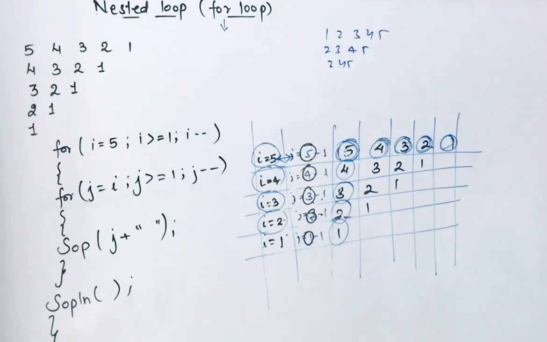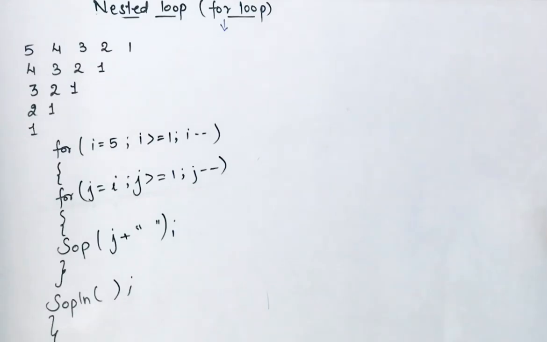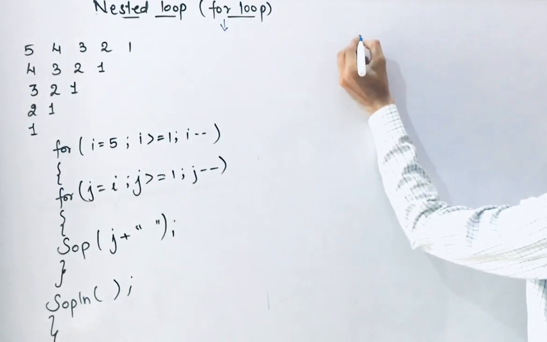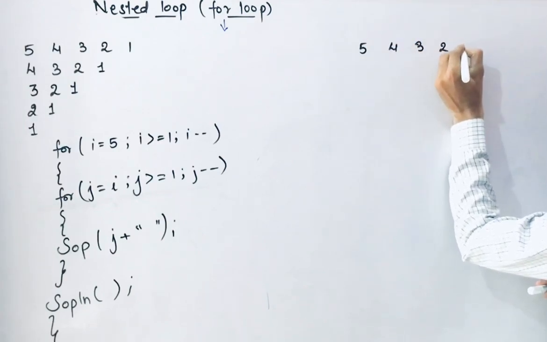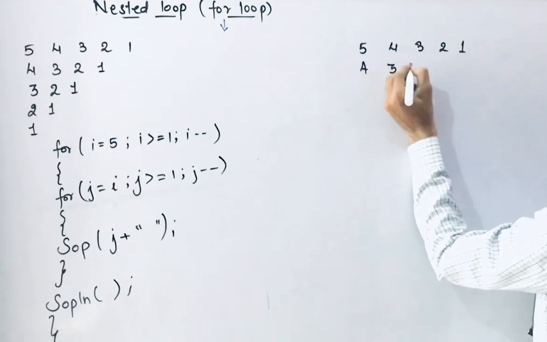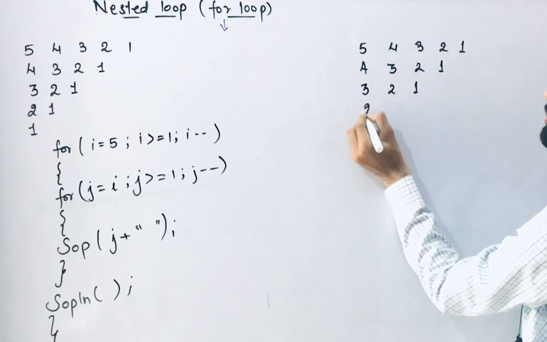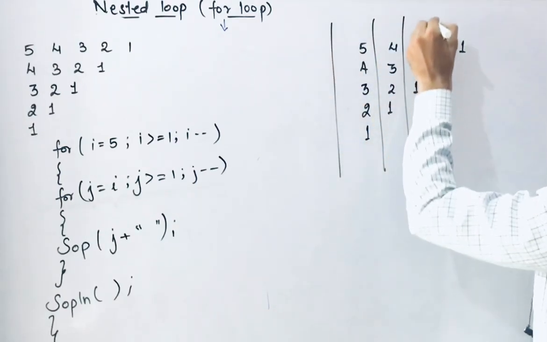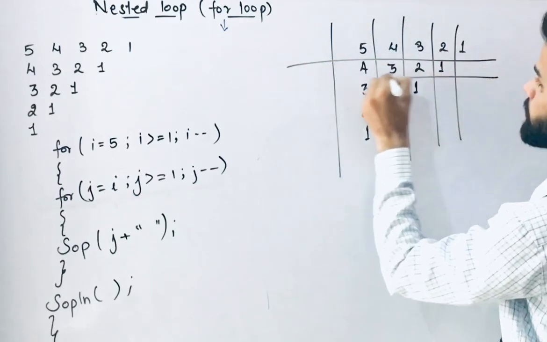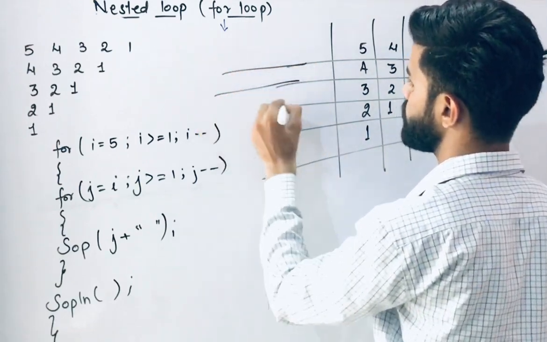I thought you all understand what I am writing here. Let's see one more time. The values are like this: 5, 4, 3, 2, 1, 4, 3, 2, 1, 3, 2, 1, 2, 1, 1. Clear? This one is our value. And now what do we do?